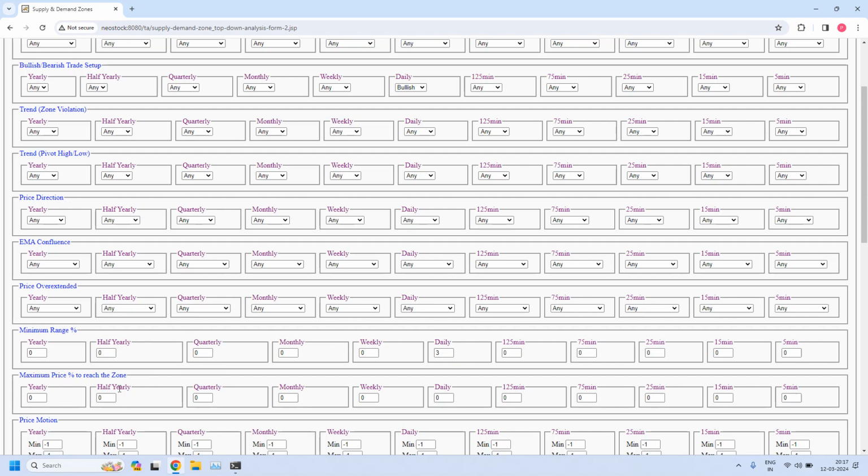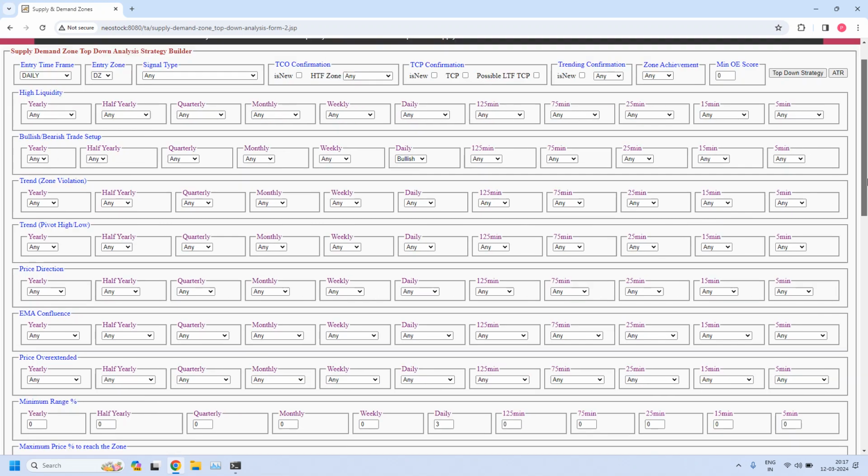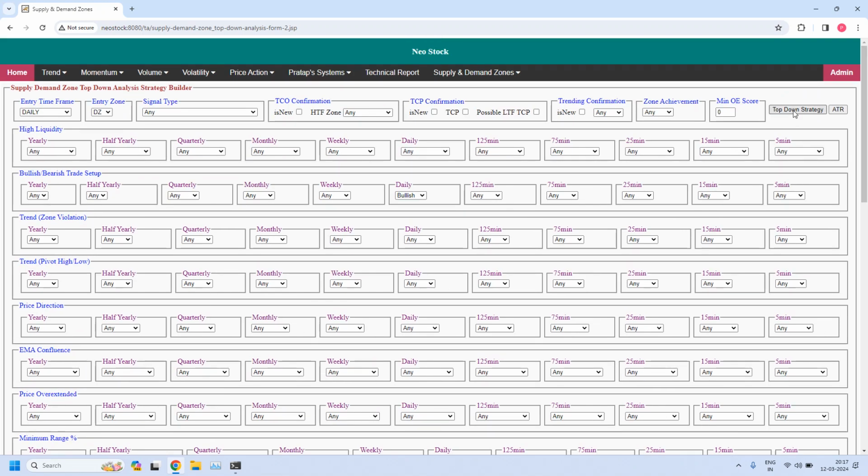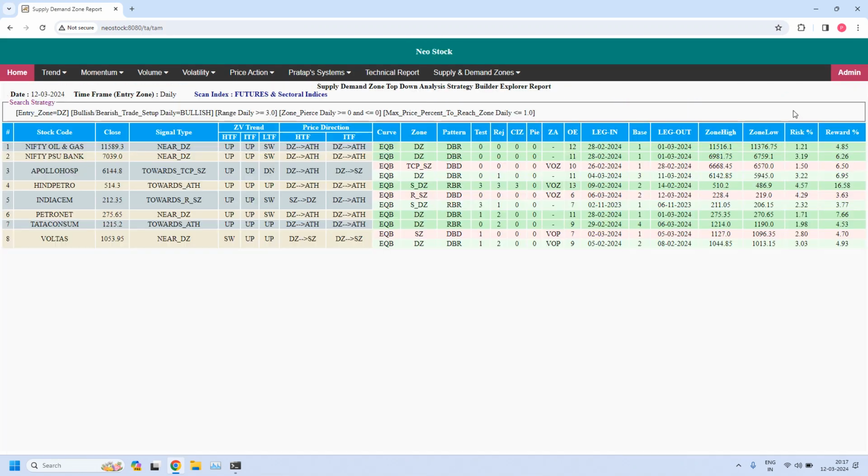And now we will generate 3 different reports. The first report is 1% near to the demand zone, then 2% near to the daily demand zone and 3% near to the daily demand zone. That way we will generate 3 different reports. This is the parameter you have to use: maximum price percent to reach the zone. On daily time frame I am setting the value 1. It indicates very close, 1% close to the daily demand zone. Only those stocks will be listed.